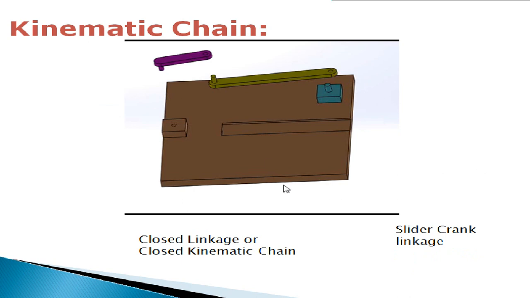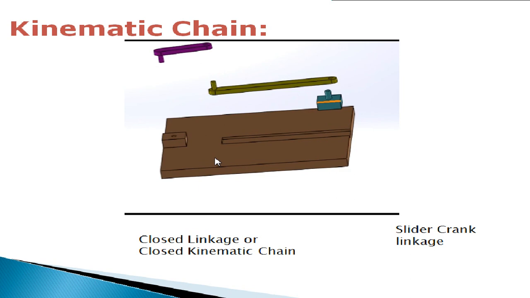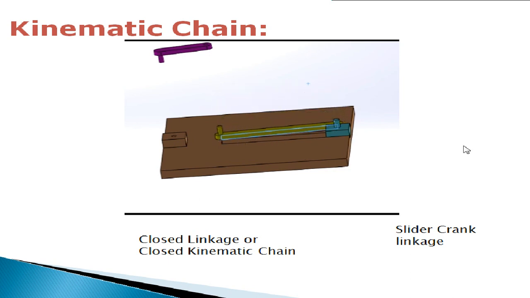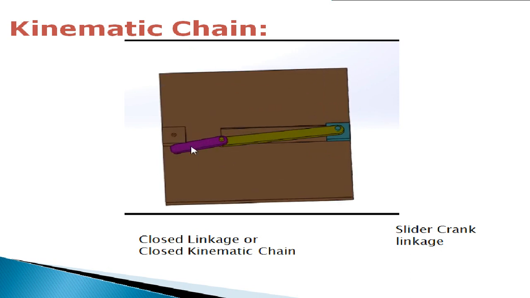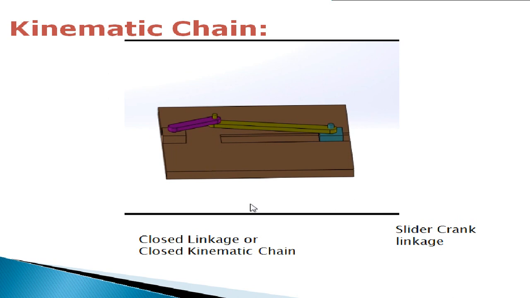Let us look at another example of a closed linkage, or closed kinematic chain. You have a brown link here into which you are dropping a slider. We assume that this slider can only slide along it. Somehow it is constrained. On the top of the slider you have a pin into which link 3 is getting connected, to which another link is connected, and this is connected back to link 1. So link 1 is connecting to link 2, link 2 to link 3, link 3 to link 4, and link 4 is connected back to link 1.